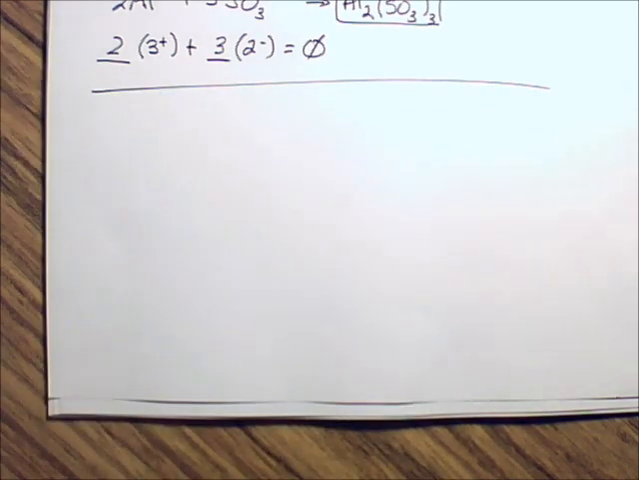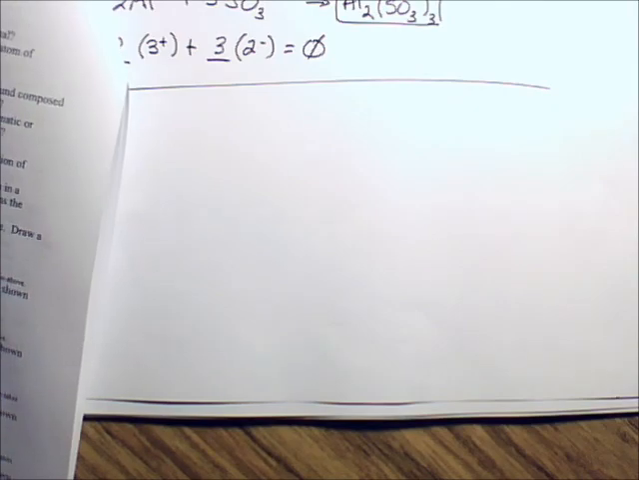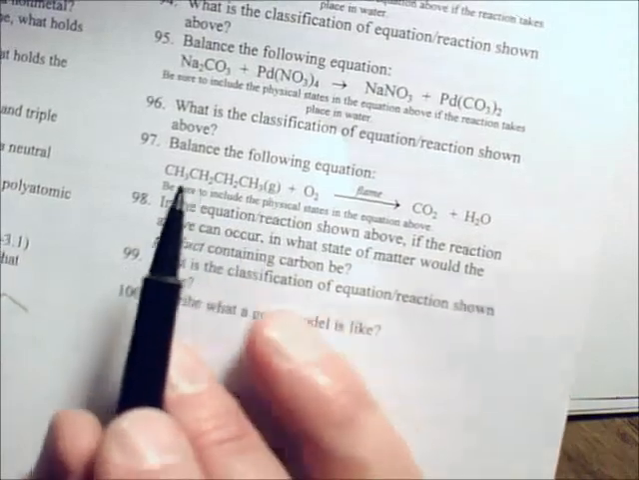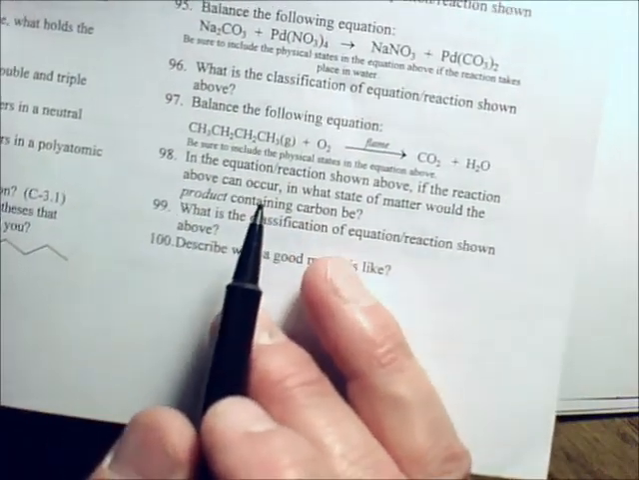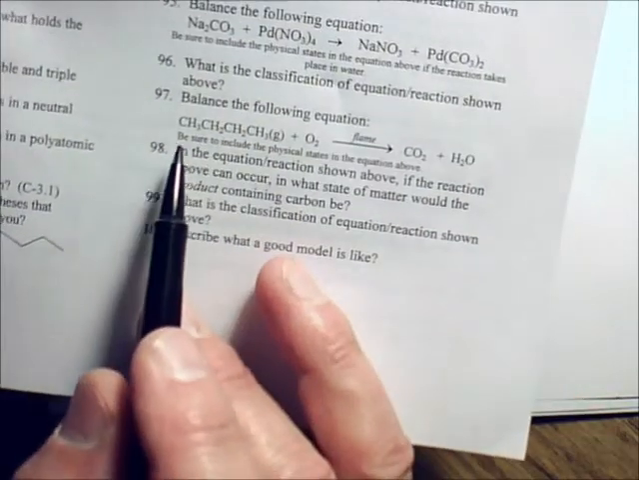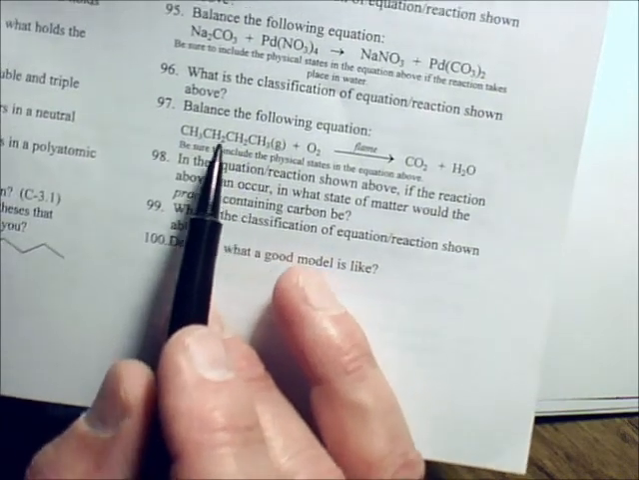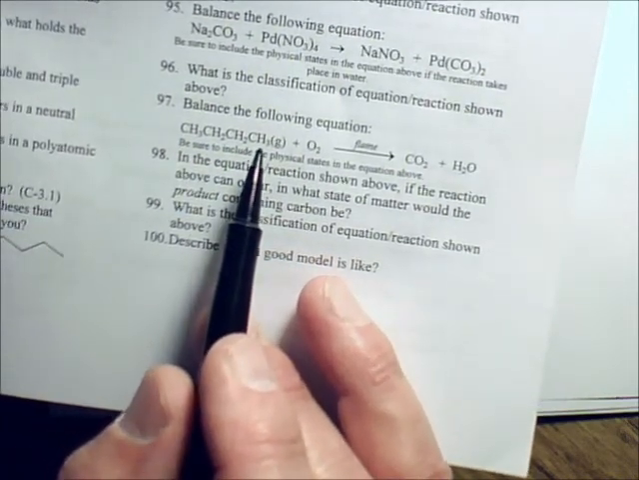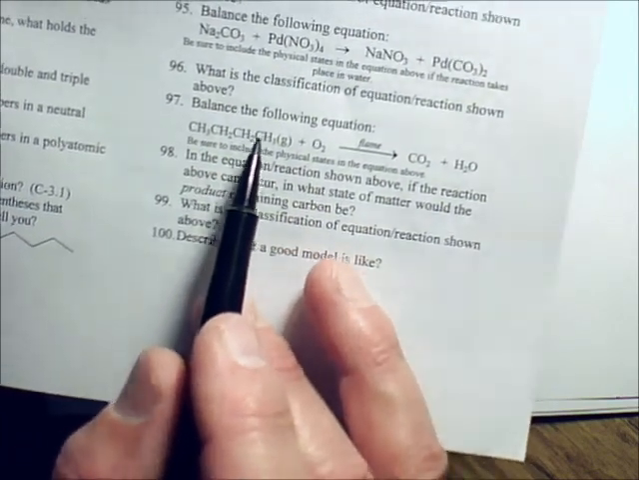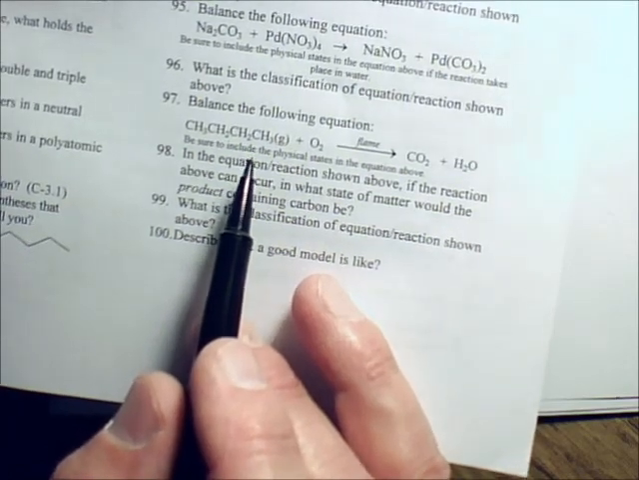In what state of matter would the product containing carbon be? This is a combustion reaction we're talking about. Number 98 is referring to number 97. So what class of compound is this? I'm not looking to name it, I'm just saying what class of compound is it? Yeah, hydrocarbon.